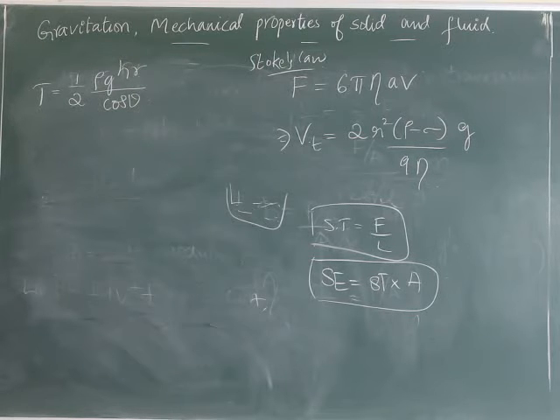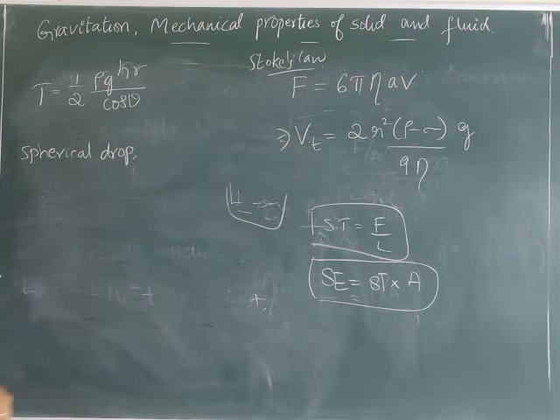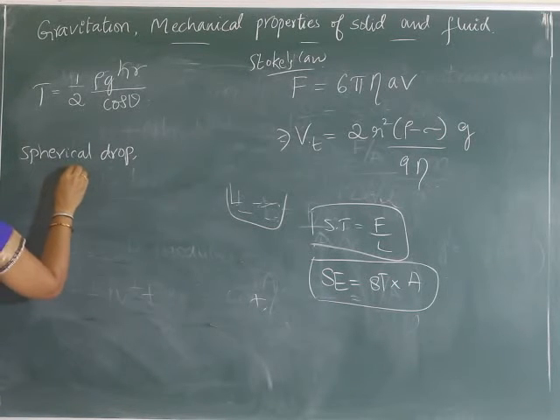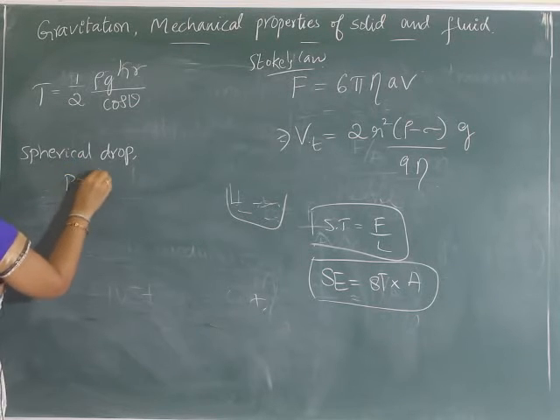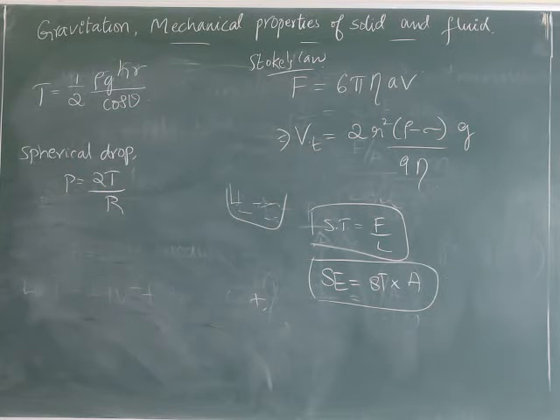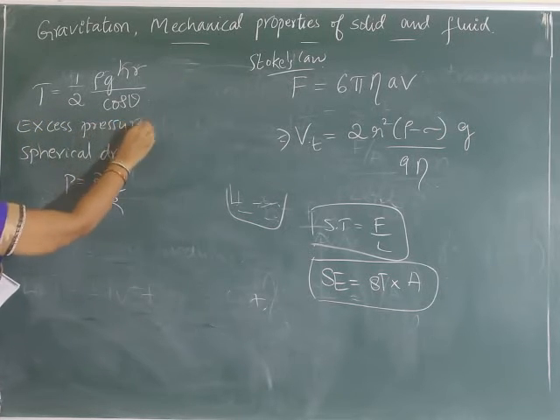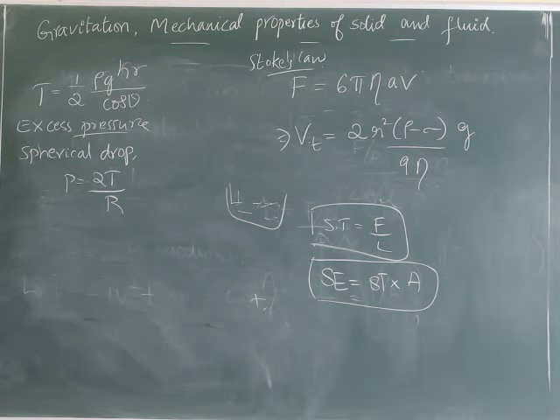Next we will be speaking about excess pressure inside the spherical drop. Excess pressure P is equal to 2T by R, where R is the radius of the liquid drop. We are speaking about excess pressure. The expression for excess pressure for a spherical drop is P is equal to 2T by R.